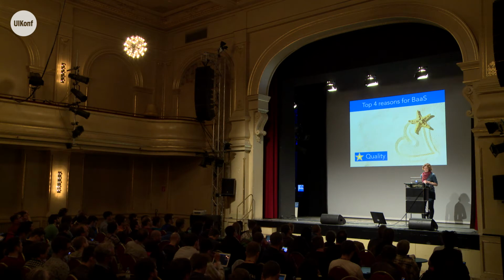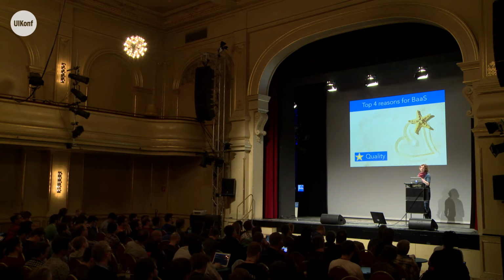So number 4 would be quality. A backend as a service provides you with well-tested, secure code written by an expert. At least it should be that way. And at least in most cases, the quality of the code is probably much better than something an app developer hacks together in a few hours. No offense.